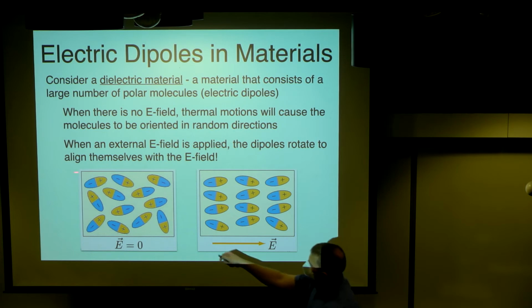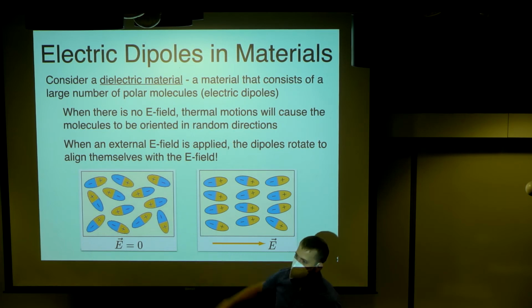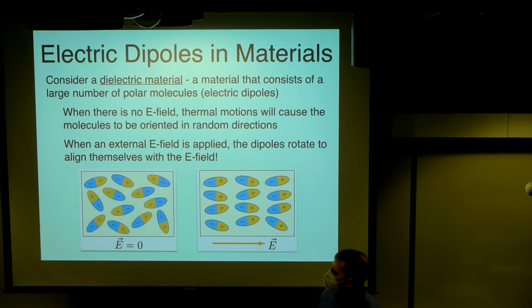So again, what is a dipole? It's just something that has a positive end and a negative end. And we have a whole bunch of them. So what does that look like when there's no electric field present? Well, basically, all of these molecules are just randomly oriented. There's no preference for them to align one way or another. So this is what you want to think about when there's no electric field. Just randomly oriented dipoles, no particular orientation, okay?